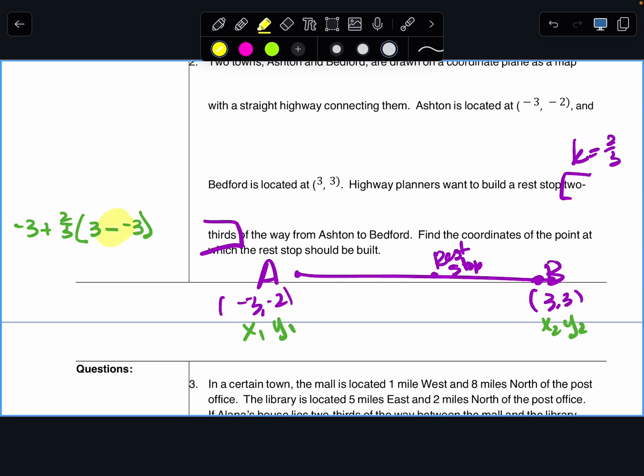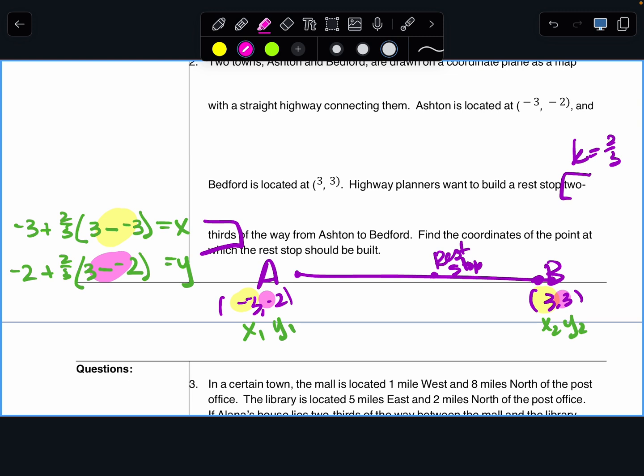Pay very close attention to what I did here. 3 minus a negative 3. The negative is always part of the formula, and if there's a negative with your number, then that goes too. That becomes 2 negatives. So this is my x, and y is starting negative 2 plus 2 over 3 times 3 minus a negative 2. Again, pay very close attention to where those numbers are and where those negatives are.